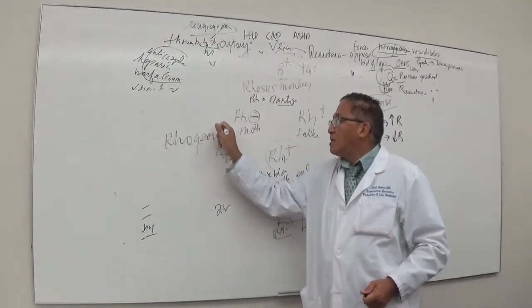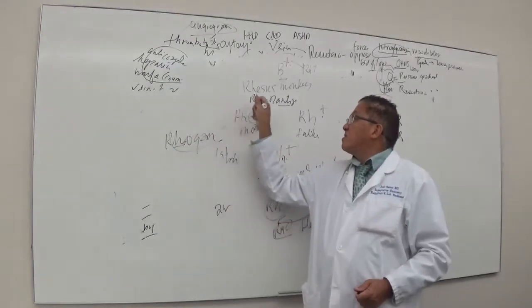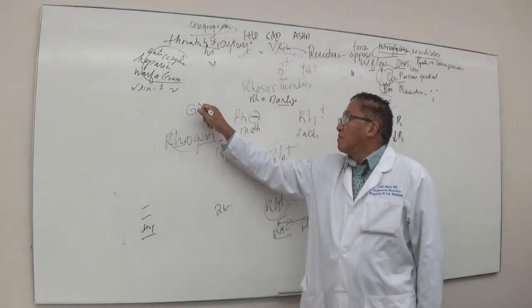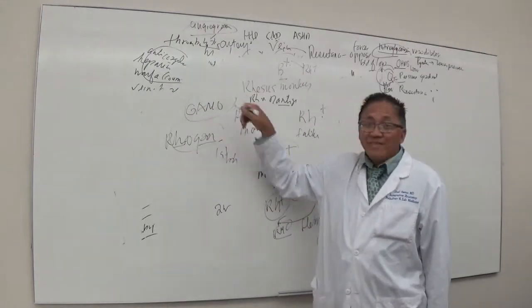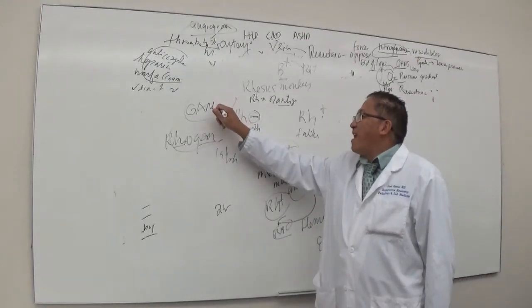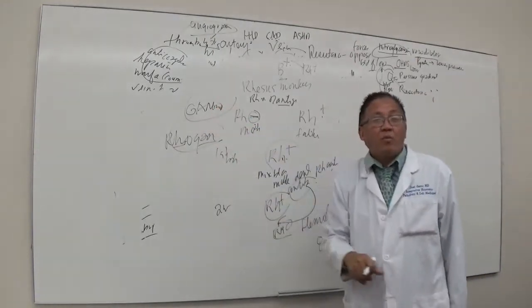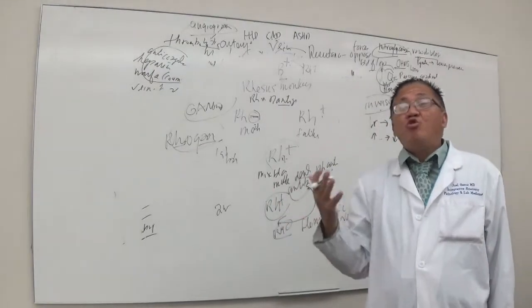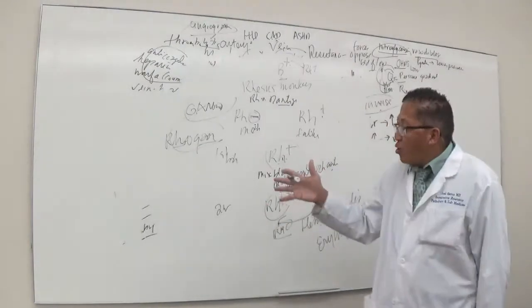Inject the mother with what? Rh gum. Do you know what gum means? Gummo. That's my name. I'm not kidding. I'm just kidding. Change this to what? Gamma. Gamma globulin. What is gamma globulin? Antibodies. What's another name for antibodies? Immunoglobulin. In other words, what is Rogam?